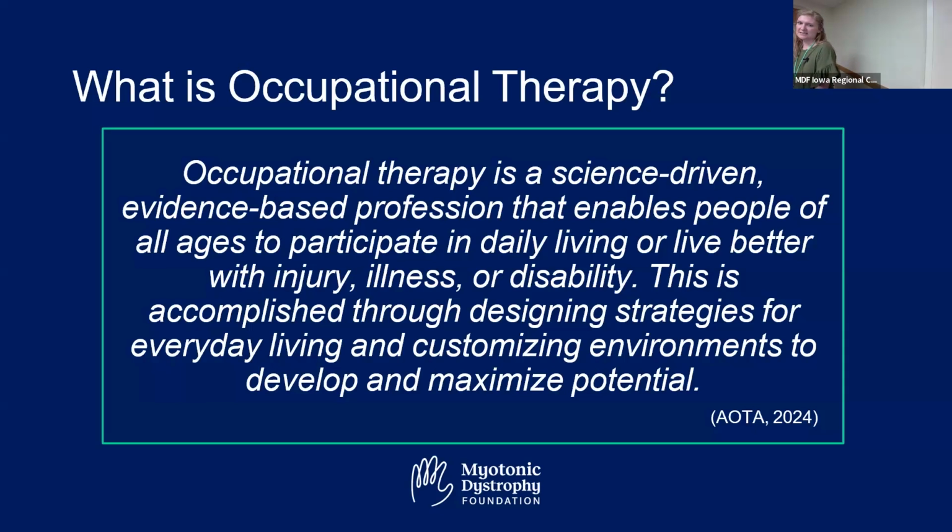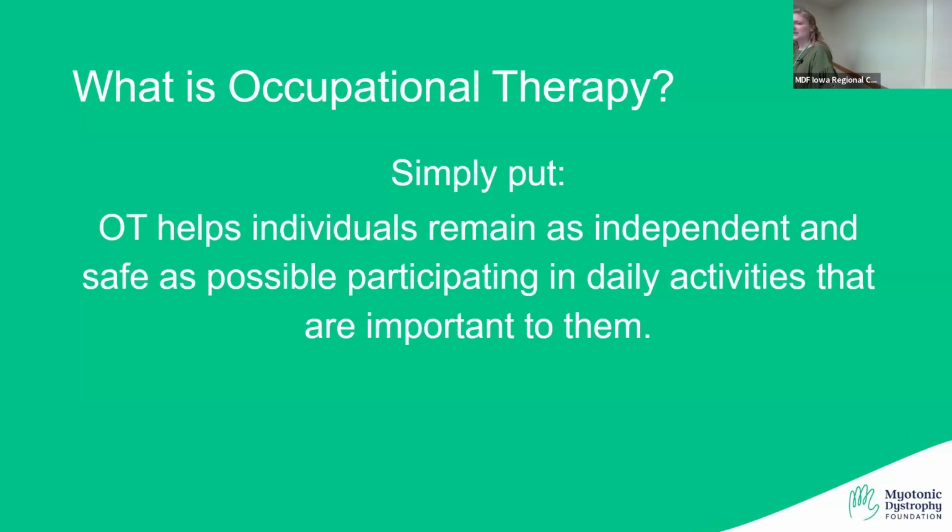So really, to put it simply, the goal of occupational therapy is to just help individuals remain as independent and safe as possible in their own environment. And when you have different diagnoses, sometimes that can mean we have to modify what you're doing or how you're doing it so that you can keep participating in those important activities.